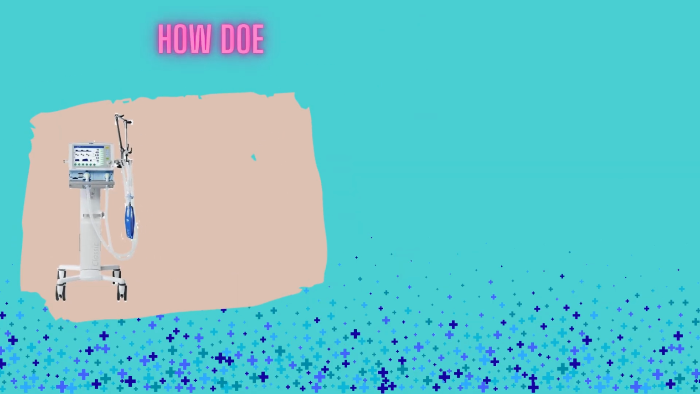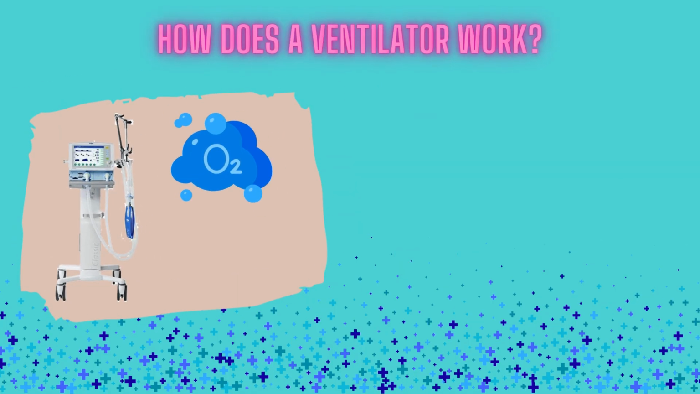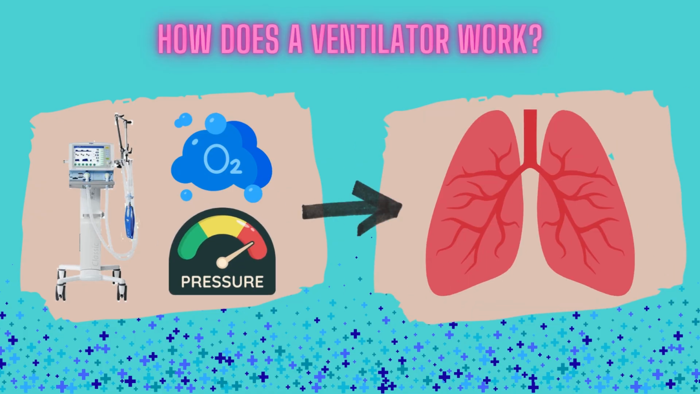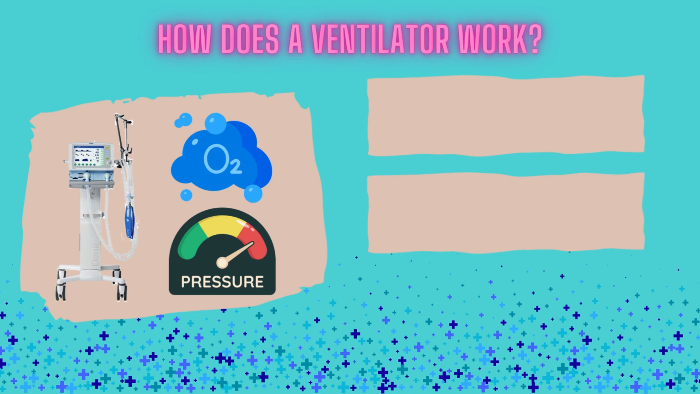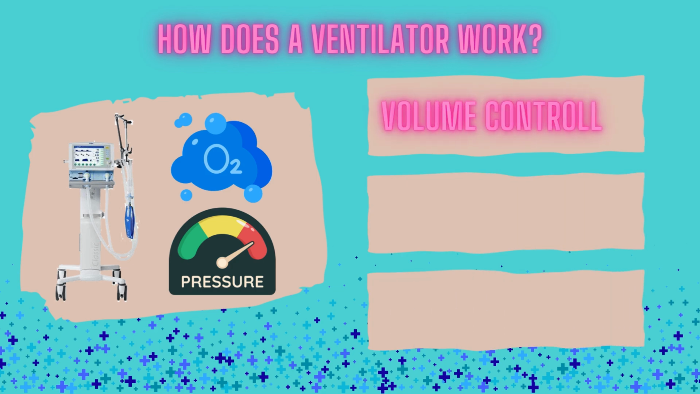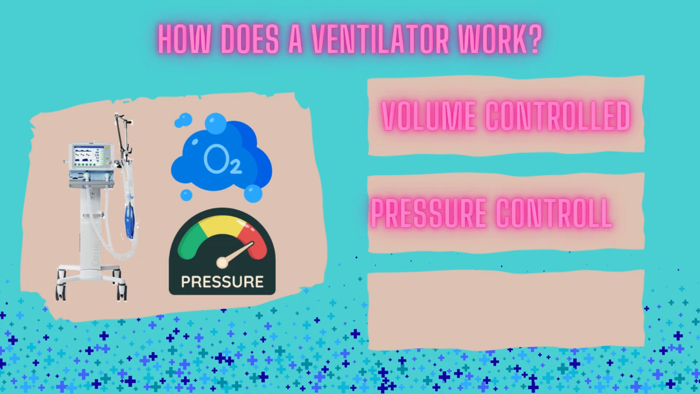A ventilator is essentially a sophisticated pump. It delivers oxygen-enriched air under pressure into the lungs and allows passive exhalation. Ventilators can be programmed in different ways. Volume-controlled modes: a set tidal volume is delivered with each breath. Pressure-controlled modes: the ventilator delivers air until a target pressure is reached. Or support modes, where the patient initiates the breath and the ventilator assists.